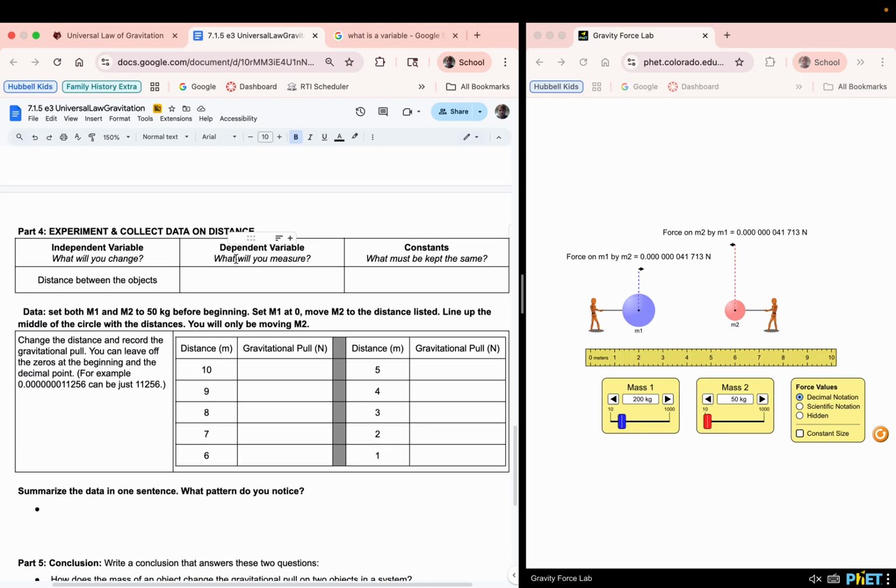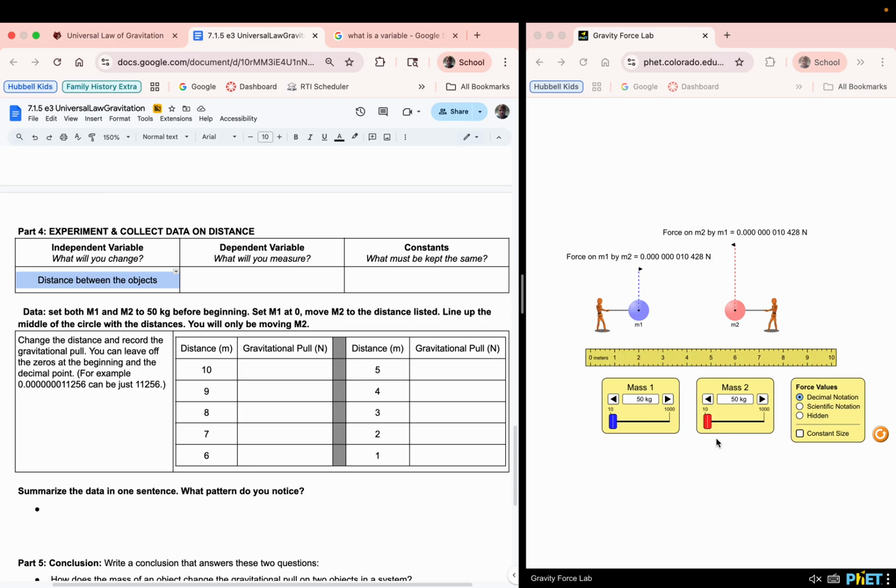You're going to do the same thing again, except now we're going to be manipulating. Remember, independent variables and manipulation. We're going to be manipulating the distance between these two objects, okay? So we're going to take this one back down to 50. Perfect. So change the distance and record the gravitational pull. You can leave off the zeros at the beginning and record the decimal place just like you did in the last one.